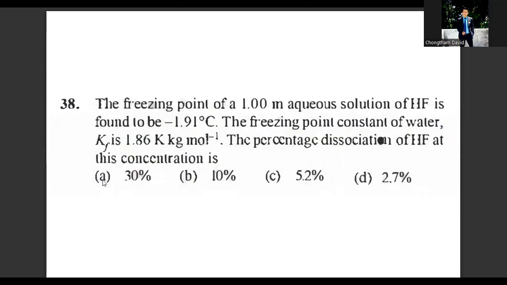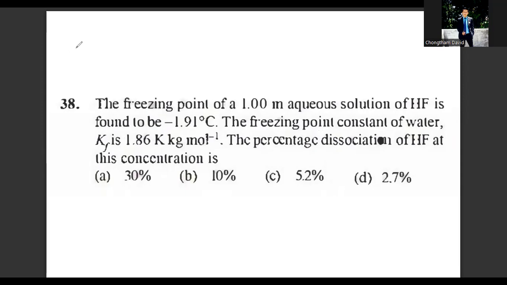The freezing point of a 1 molar aqueous solution of hydrofluoric acid is found to be minus 1.91 degrees centigrade. The freezing point constant of water is Kf 1.86 Kelvin kg per mole. The percentage dissociation of HF at this concentration is, the given options are 30%, 10%, 5.2%, and 2.7%. So how can you account for this? You can easily come to the calculation part.